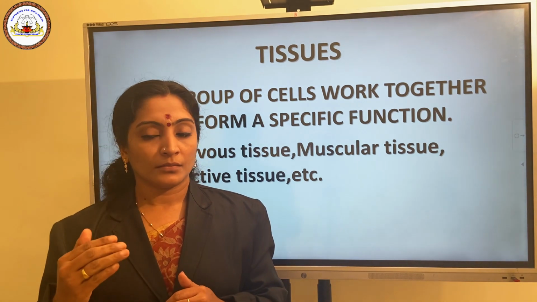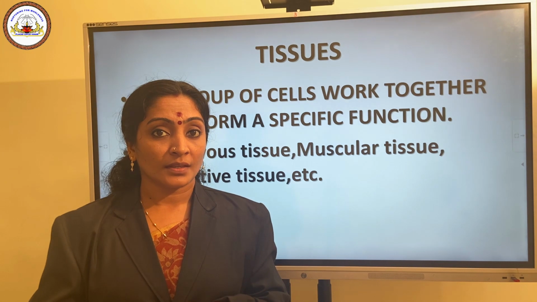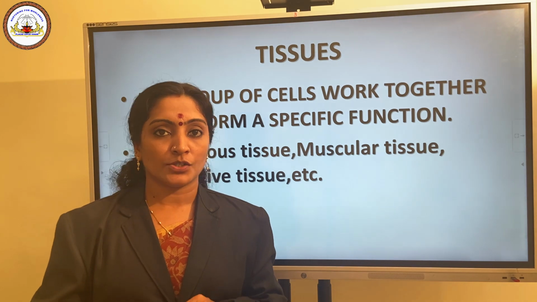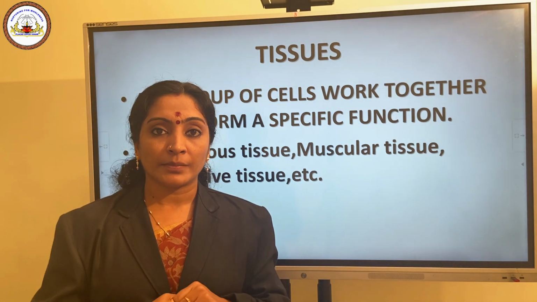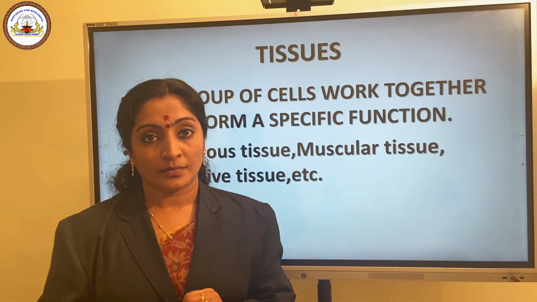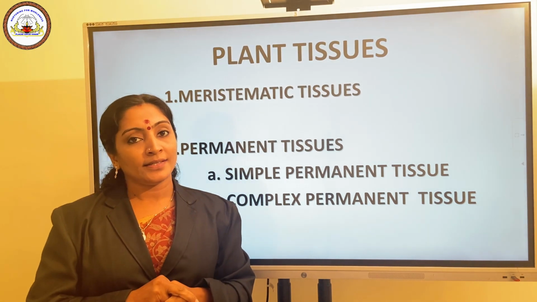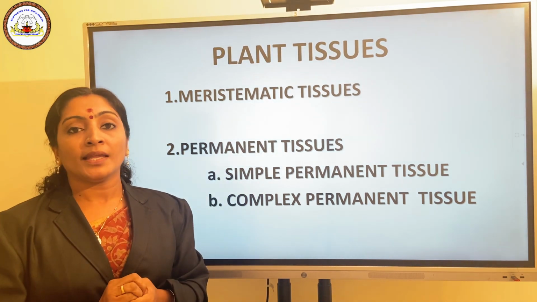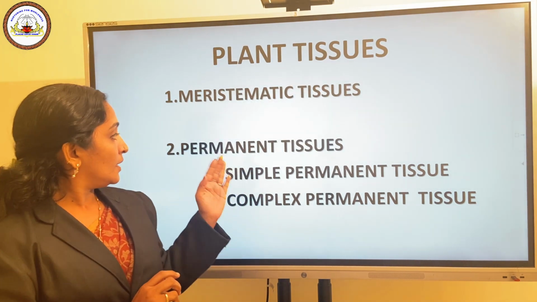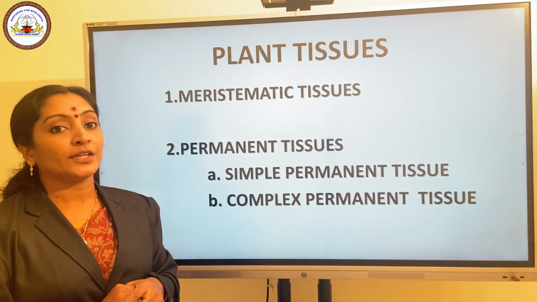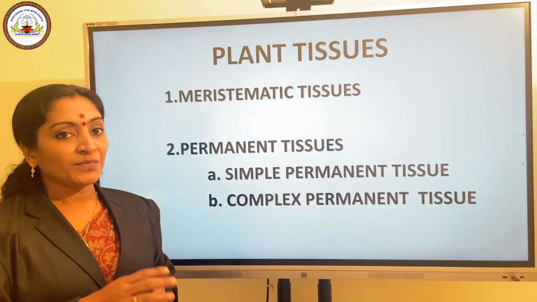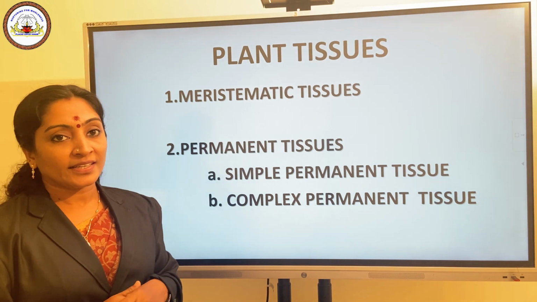But what about in the case of plants? Plants have certain types of actively dividing cells called meristematic tissues. Because of the action of those meristematic tissues, plants are able to grow throughout their life. Next we will see plant tissues in detail. Plant tissues are mainly classified into two, meristematic tissues and permanent tissue. Permanent tissues are again classified into two, simple permanent tissue and complex permanent tissue. Today we will see meristematic tissues in detail.